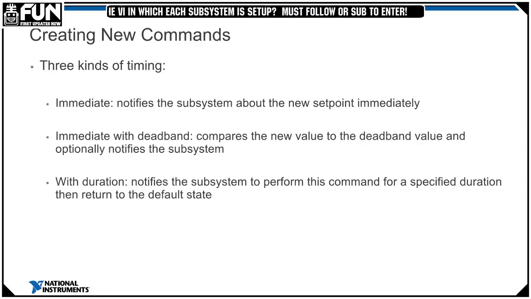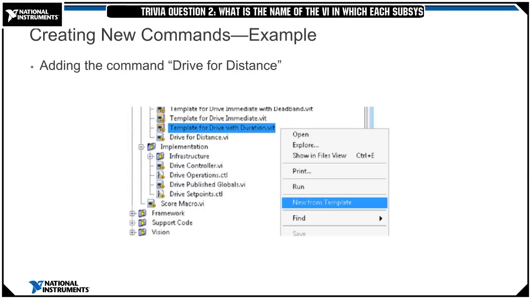Alright, great. So, we talked about the 3 different kinds of timing: immediate, with deadband, and with duration. So, if we wanted to look at an example here, we'll go through this quickly and then I'll walk you through the actual process. So adding the command for drive for distance. We're going to choose the drive with duration template because we want it to go a distance, and going a distance takes a set amount of time. So we're going to save this VI with a descriptive name like drive for distance.